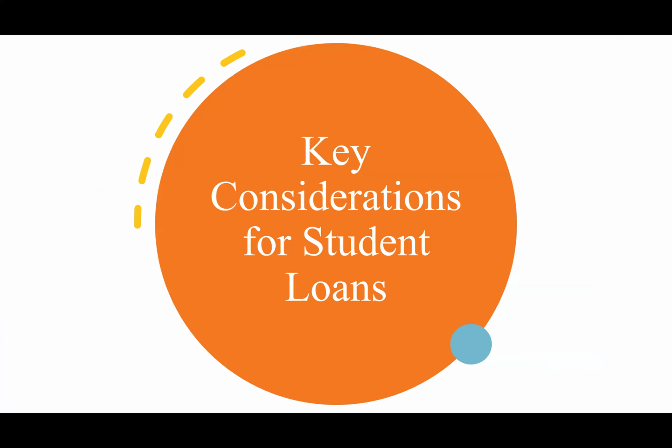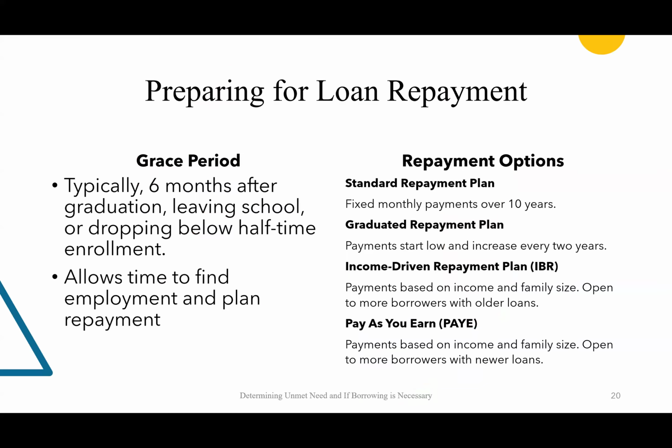All right, next is key considerations for student loans. Okay, so preparing for loan repayment. The grace period for loan repayment is typically 6 months after graduation, leaving school, or dropping below full-time enrollment in the institution. This allows time to maybe find employment or create a plan of repayment for students. So definitely keep that in mind.